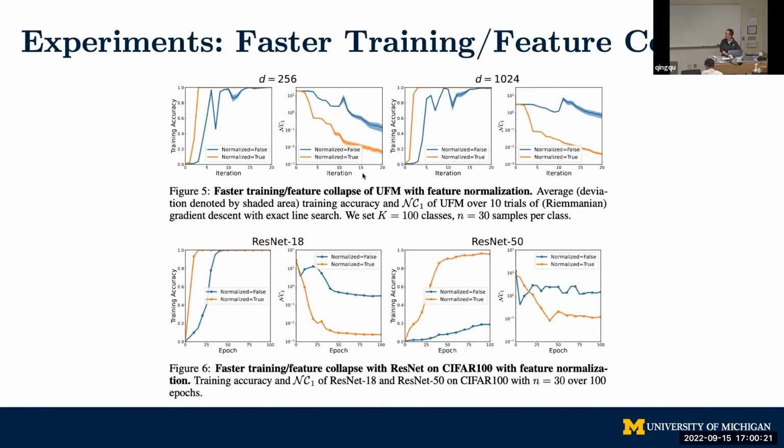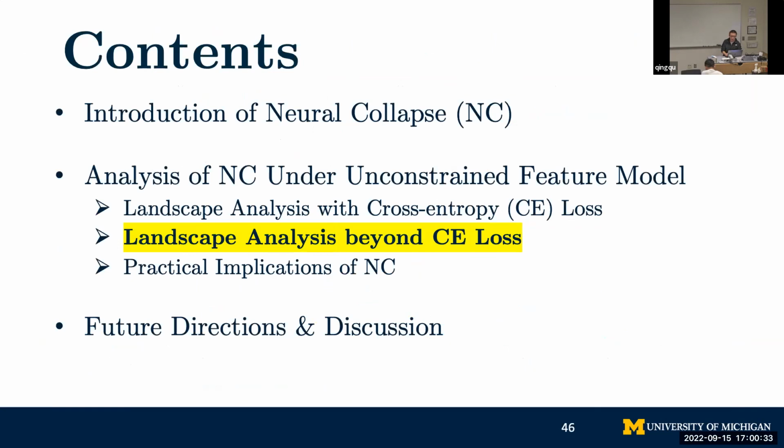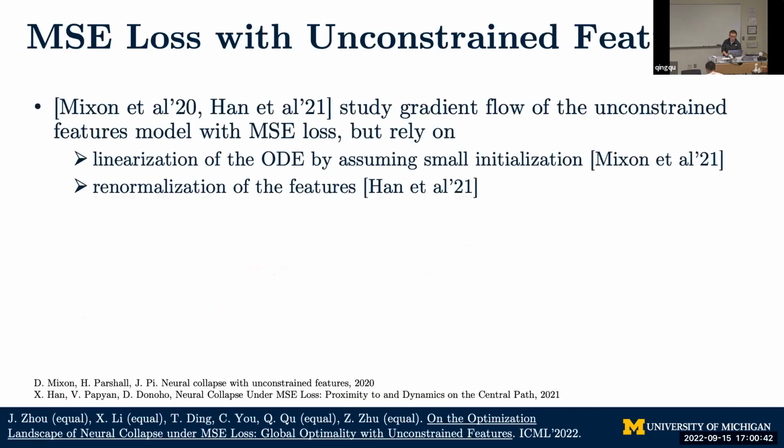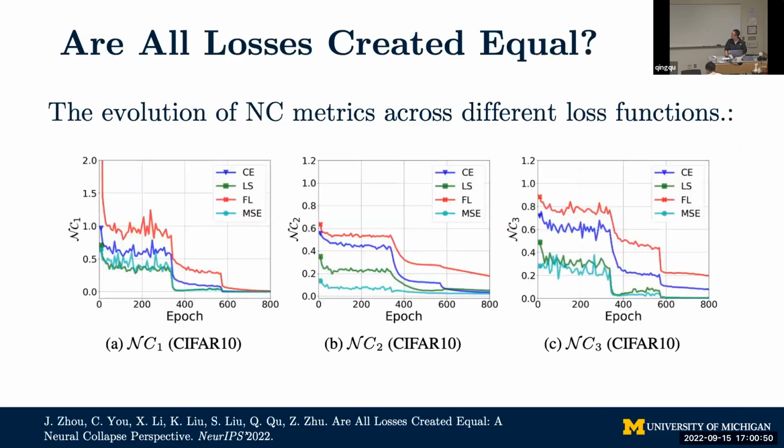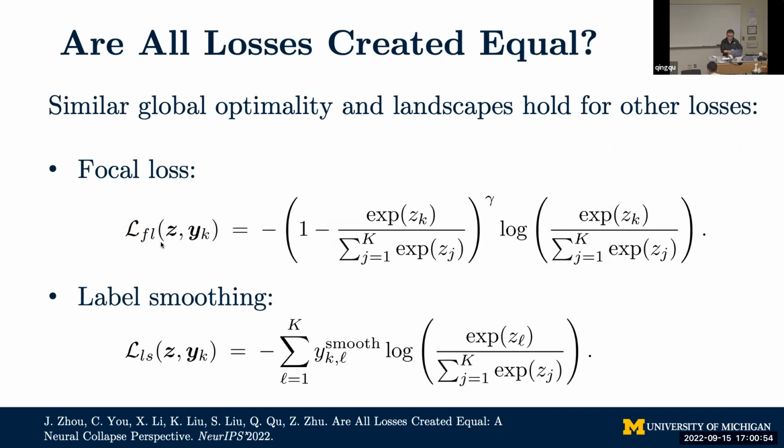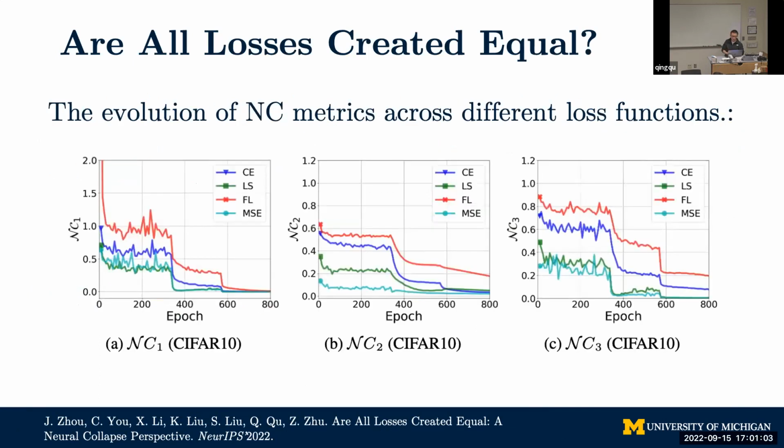We also show that with these normalized features, we can have some advantages in terms of training and generalization performance. And this neural collapse phenomenon is not happening just with the cross-entropy loss. We show that this property also holds for mean square error loss. We also studied many other loss functions, like focal loss and label smoothing loss, quite recently. If you look at this figure, you can see that for different losses, when you train your network to convergence, neural collapse is always happening. It's prevalent across different losses.